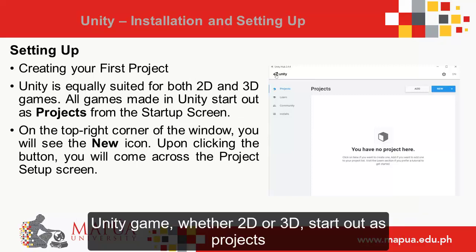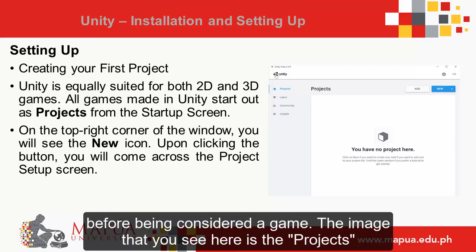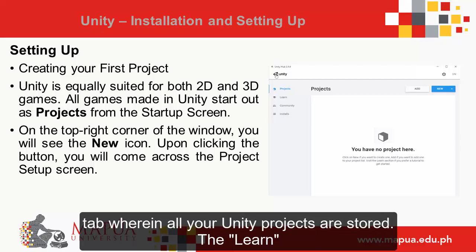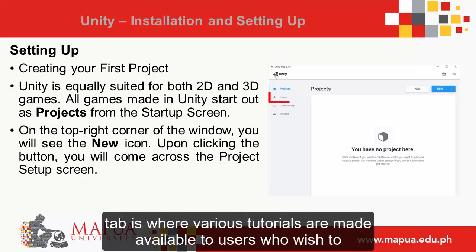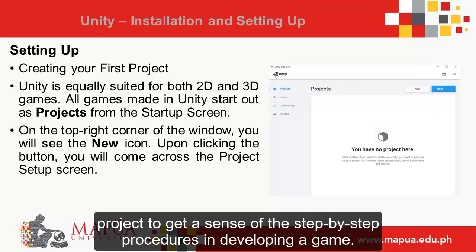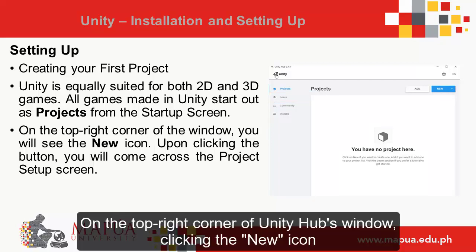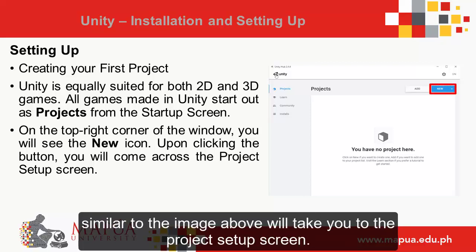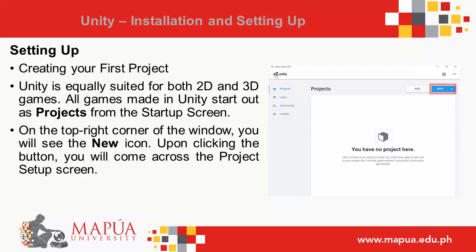Unity games, whether 2D or 3D, start out as projects before being considered a game. The image that you see here is the Projects tab, wherein all your Unity projects are stored. The Learn tab is where various tutorials are made available to users who wish to discover and learn more about Unity. In our case, we'll create a new project to get a sense of the step-by-step procedures in developing a game. On the top right corner of Unity Hub's window, clicking the new icon similar to the image above will take you to the project setup screen.